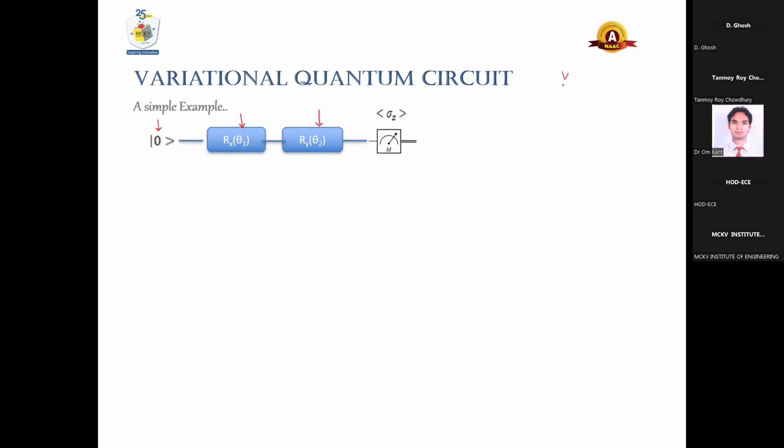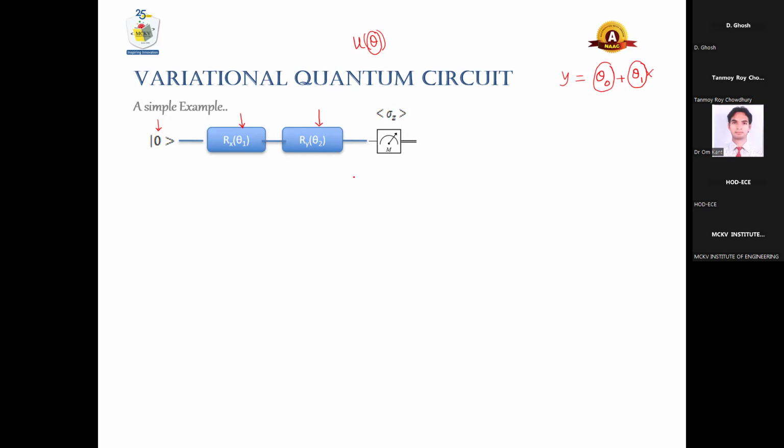Like in your model, y is equal to theta naught plus theta 1 x. These are your parameters in your models. In neural networks, the weights are the parameters which you tweak, which you change. Similarly, in the variational part, which I said U theta, these are the parameters that you tweak. Now let us say you first apply the Rx, rotating it by theta 1, then you apply a y rotation by theta 2, and then you measure the expectation of the Pauli matrix.